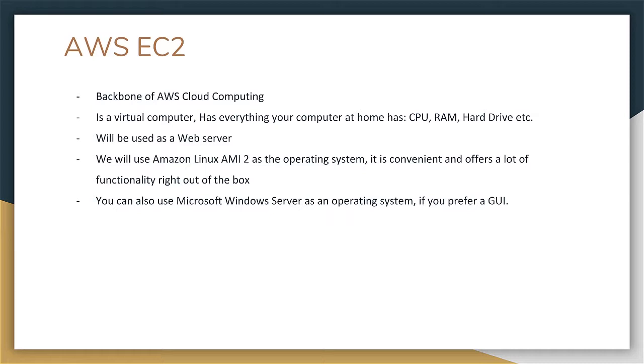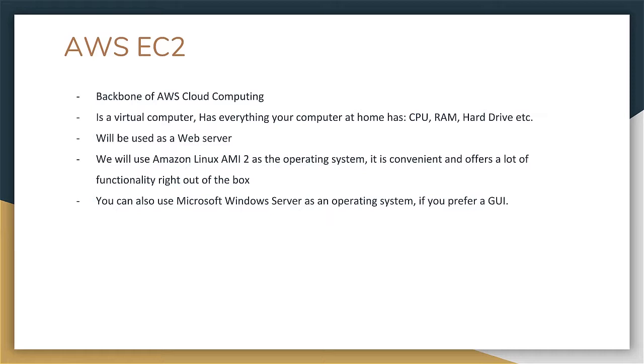And a web server without an operating system is pretty useless, so we'll be using the Amazon Linux AMI2 as the operating system. And obviously this is a Linux-based system. It's very, very similar to other Linux systems such as Ubuntu and Red Hat. And this version of Linux, the Amazon AMI2, it gives us a lot of functionalities out of the box, and we can take advantage of those and significantly simplify our web server setup.